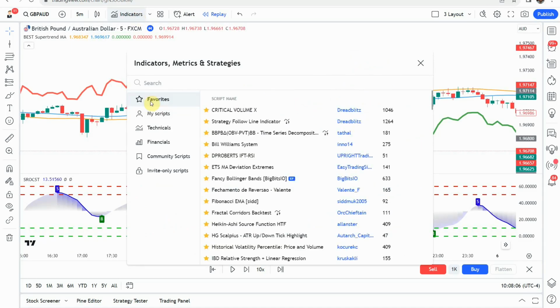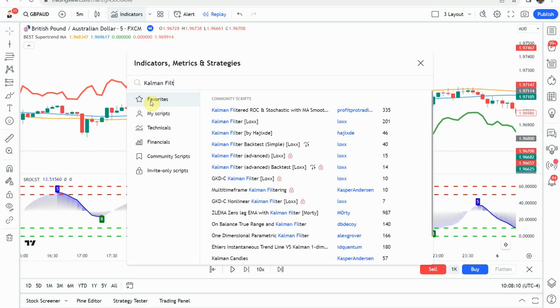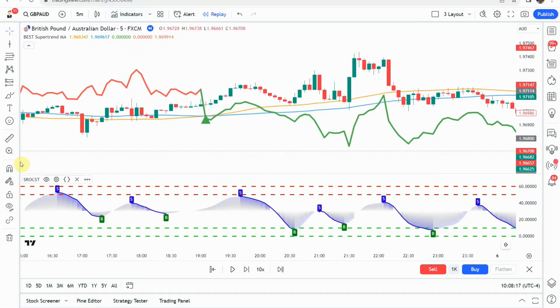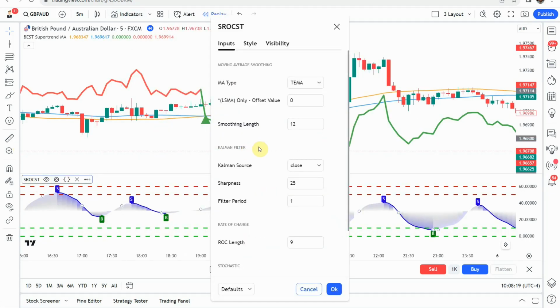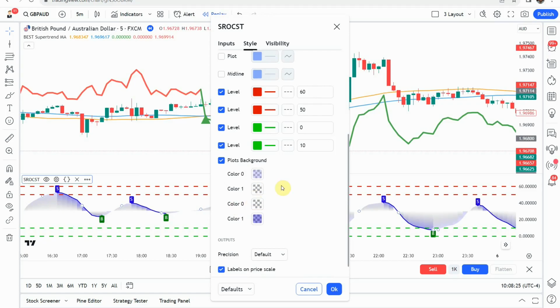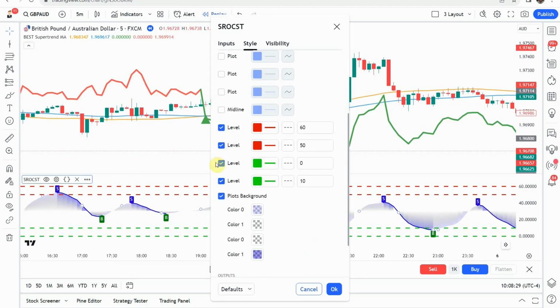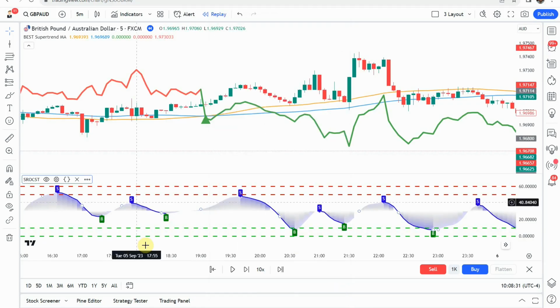And so again, we tested this in the last video. If you just type in Kelman filtered, you can see it's this one right here. You'll add that one to the screen. The only changes that we made on this was just to the style itself. Like I had mentioned in yesterday's video, we bumped up the line weight of these levels right here. Everything else is on the default.